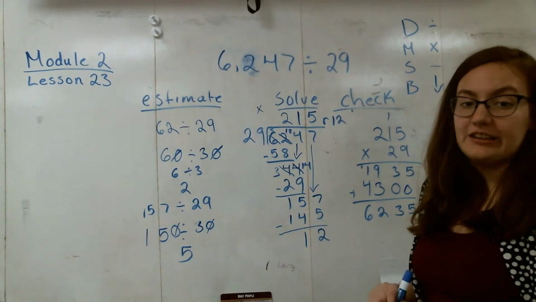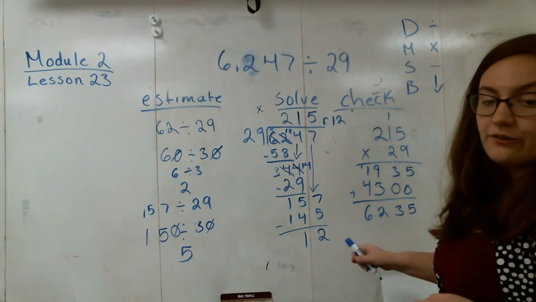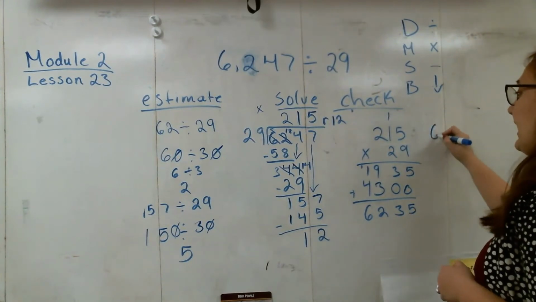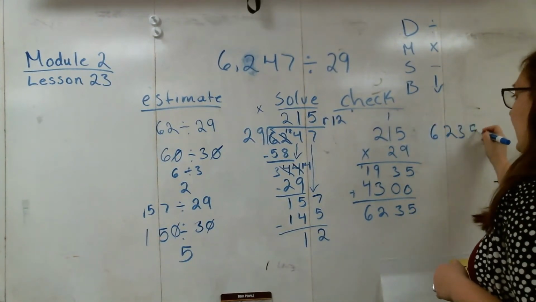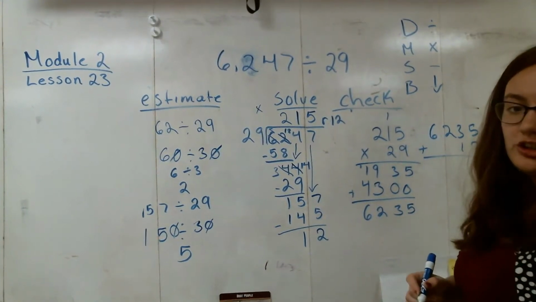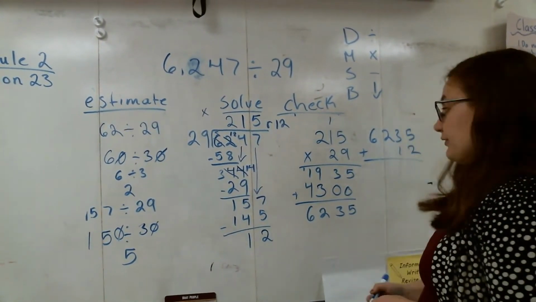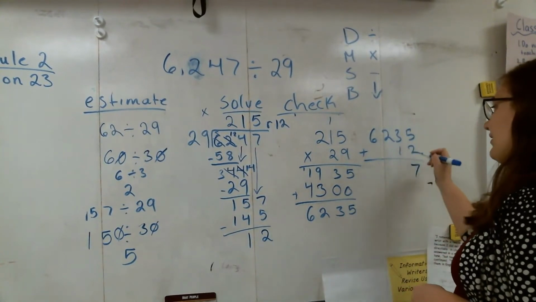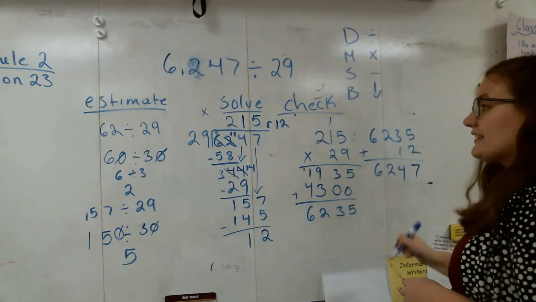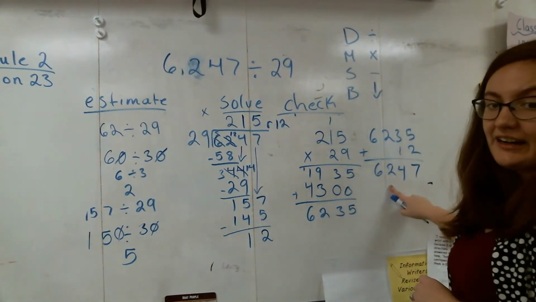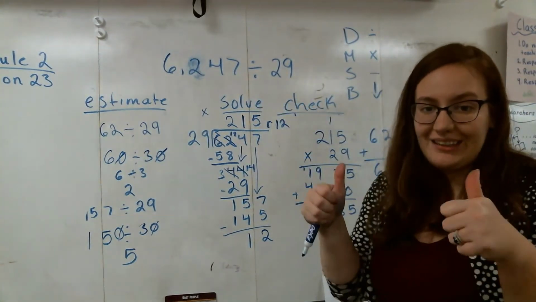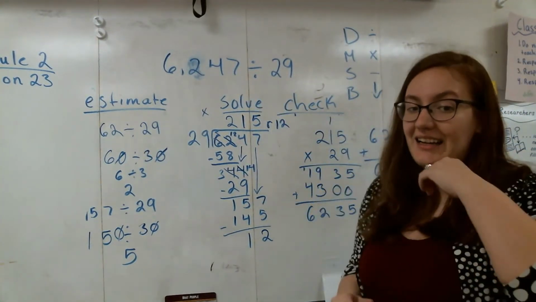But remember, we're not done just yet. So far I have 6,235, but remember I have to add my remainder of 12. So I do 6,235 plus 12: 5 plus 2 is 7, 3 plus 1 is 4, 2, and 6, and I get this number right here, 6,247. That is the number that I started with, so I know I am correct. And that is the end of this problem.